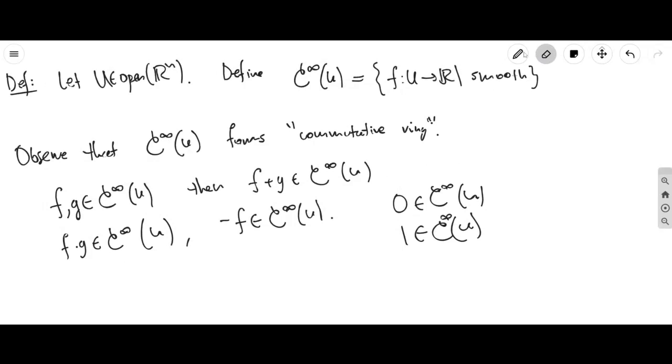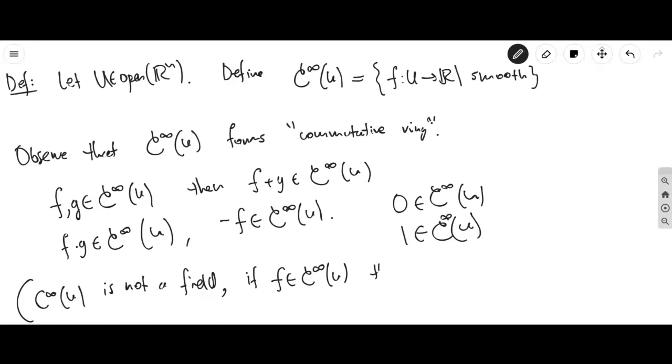Okay, so it's a commutative ring, but it's not a field. C infinity of U is not a field because if f is a smooth function, then 1 over f, its multiplicative inverse, is not necessarily defined on U, because it's conceivable this function vanishes at some points and then its multiplicative inverse will not exist.